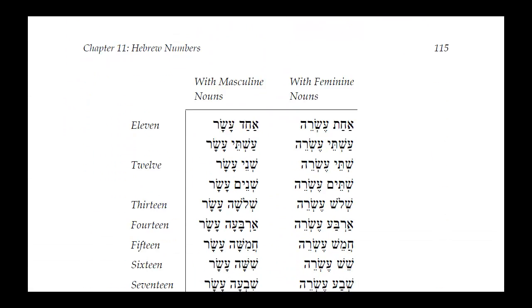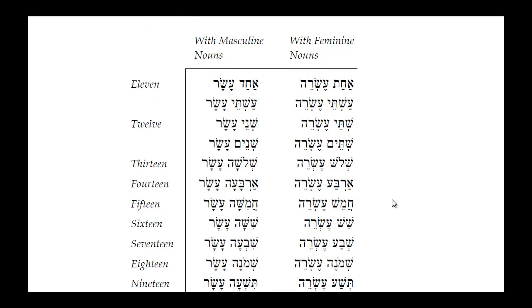So let's look at this model here, the paradigm here. On 11, we have Echad Asar. Okay, and you notice you have these alternate forms here on 11 and 12.